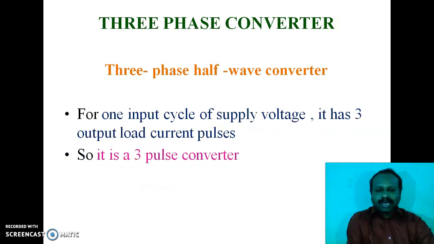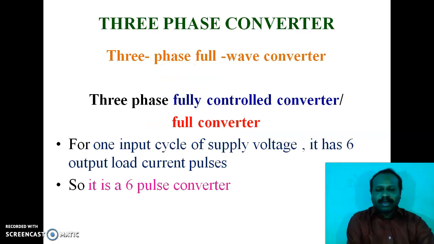Next, three phase converters, very similar to the single phase. A three phase half wave converter will provide three output load current pulses for one input supply voltage cycle. So this three phase half wave converter is known as a three pulse converter. Next one, three phase full wave converter or fully controlled converter. It has 6 load current pulses for one complete input supply voltage cycle. So it is known as a 6 pulse converter. In three phase full wave converters, we have two types. One is the three phase fully controlled converter or full converter, and another one is the semi converter.